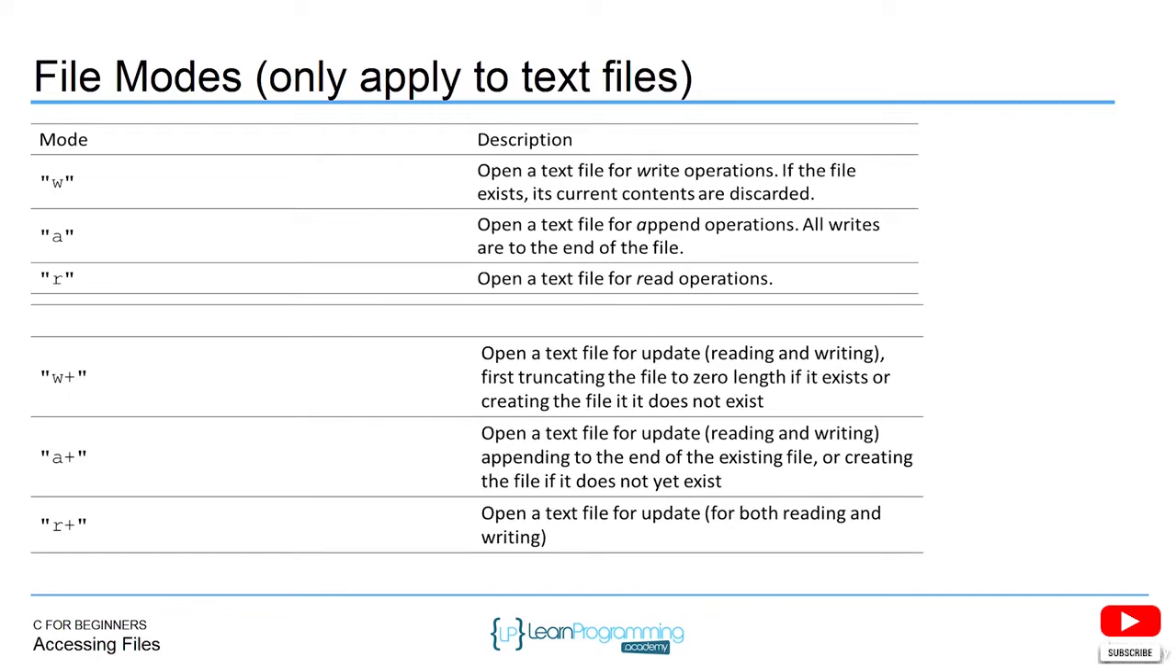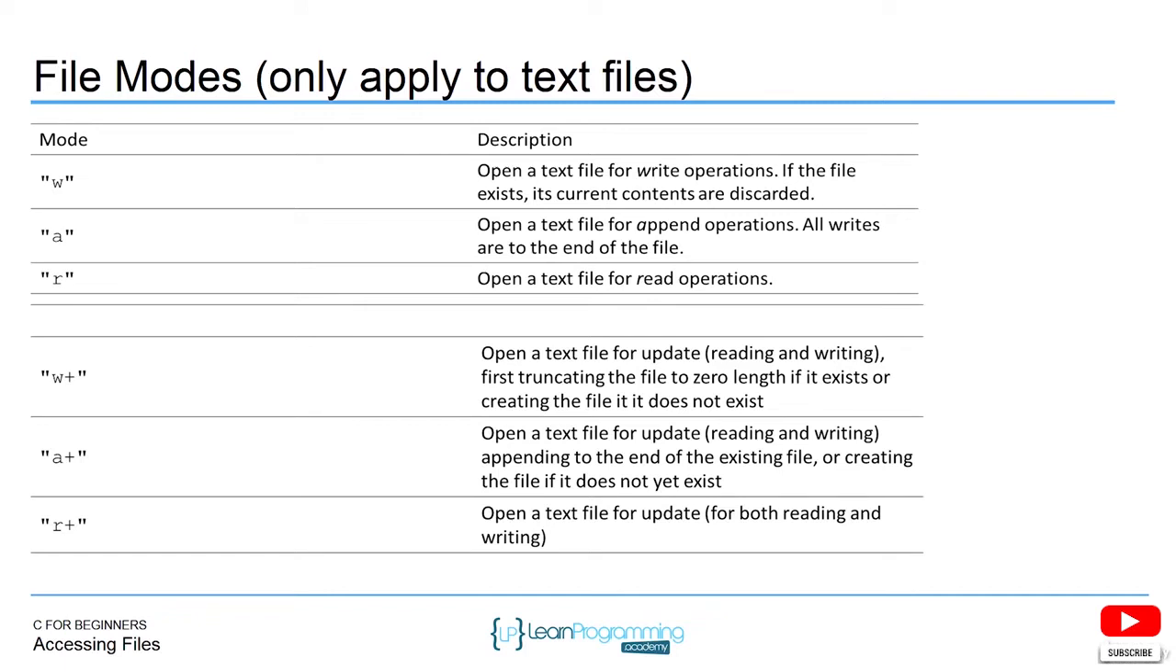If you add a plus to any of these, it will basically create the file if it doesn't exist. So if you open up a W+ file, it will open it up for update, and it will truncate the file to 0 if it exists, or it will create a new file if it doesn't exist. With the other ones, it's going to write or read, and the file has to exist. Same with A+, it's going to open it up for appending, for an update to the end of the existing file, or create the file if it doesn't exist.